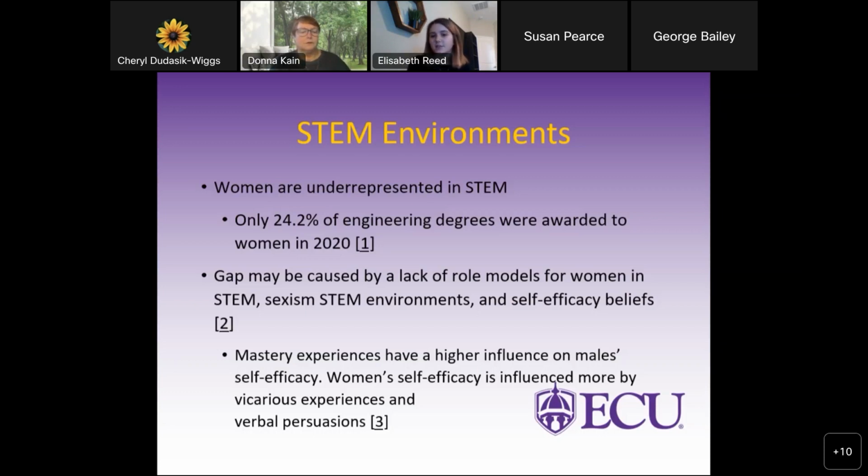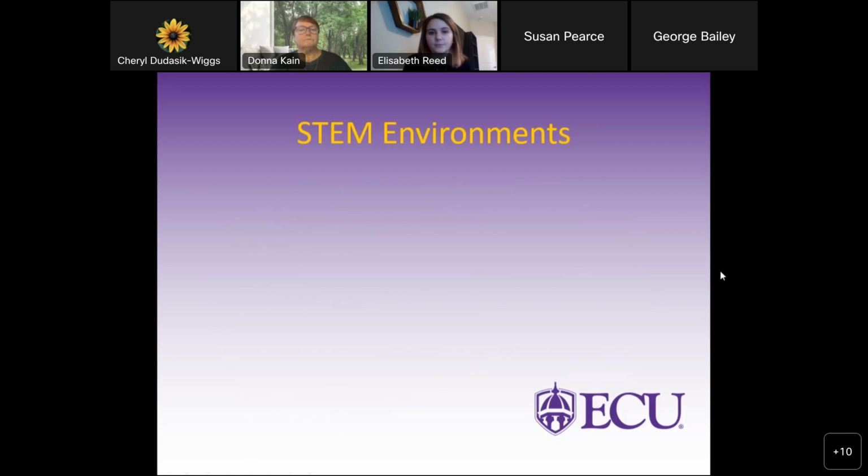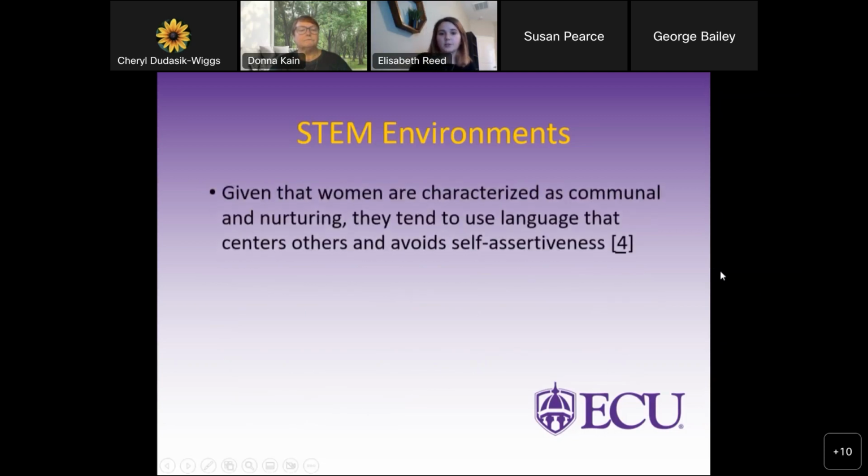So self-efficacy is this belief in oneself that you can perform an activity. It's most informed by mastery experiences, which are hands-on experiences, vicarious experiences, which is watching someone from your in-group perform an activity, and verbal persuasions, which might be like verbal encouragements. So men's self-efficacy tends to be most informed by these mastery experiences, whereas women's self-efficacy is more informed by vicarious and verbal persuasions.